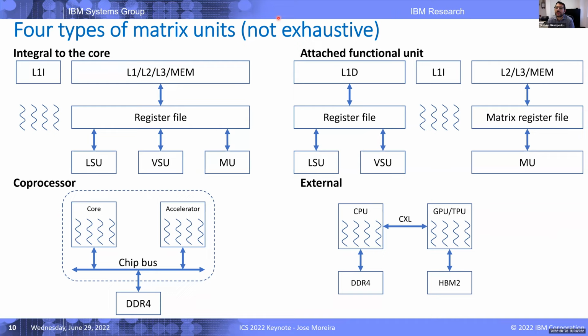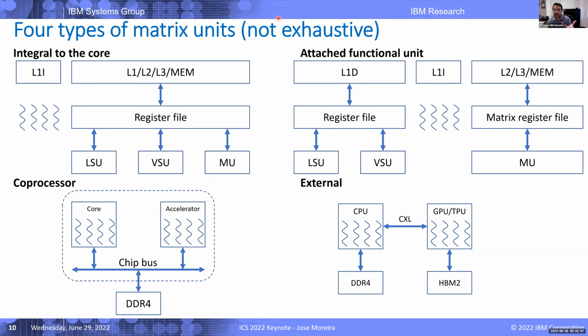Hey, José, I have a question. Yes. So on the four types of matrix units, I guess the granularity of the matrix operation dictates what organization is the best. Am I right about that? So yeah, that's an interesting way to say it. I usually think the opposite: the organization you choose dictates the matrices that I can do. But yes, absolutely. I guess the real question is, what's the common granularity of these operations?